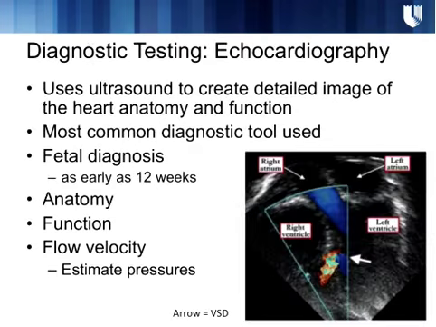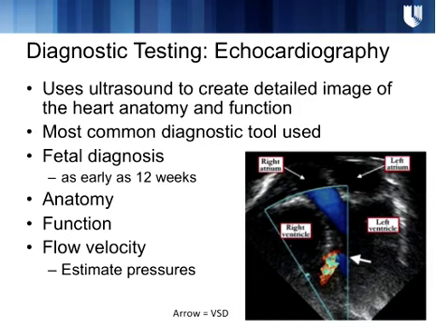Next, we'll briefly talk about echocardiography. So echocardiography uses ultrasound technology to create a detailed image of the heart anatomy and function. This is probably the most commonly used diagnostic tool to obtain a diagnosis of an infant with congenital heart disease. This can be done while the patient is a fetus, with detailed anatomy as early as 12 weeks, and it shows anatomy, function, and flow velocities, which help us estimate pressures within the chambers.